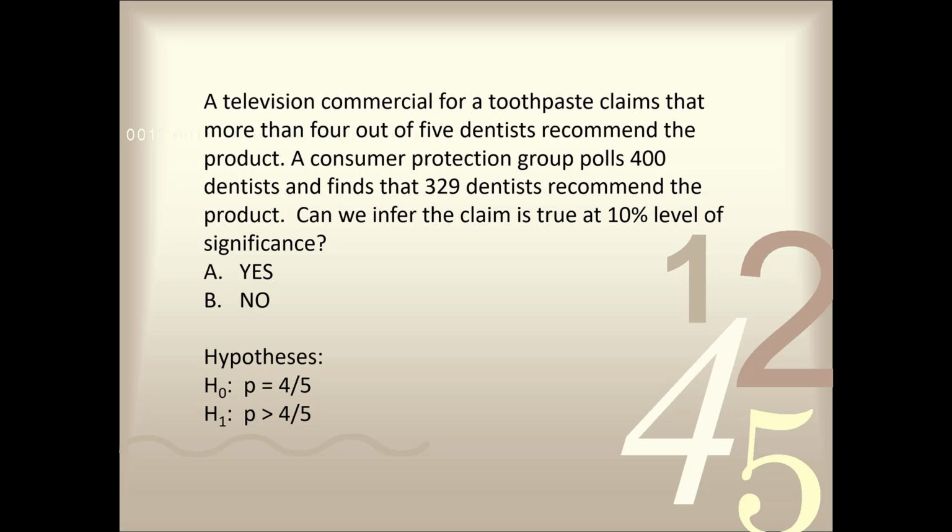Okay, so notice how I've set up the hypotheses here. The claim is that it's going to be greater than 4 out of 5, and I can always have the equal sign in the null. So basically, either I find evidence for the alternate or I don't. Either I find evidence for greater than 4 out of 5 or I don't and just go with the null.